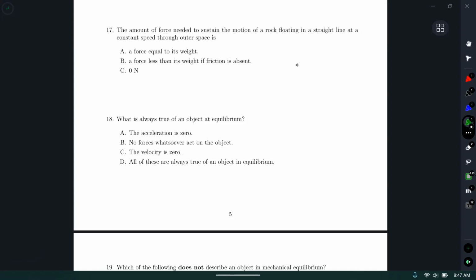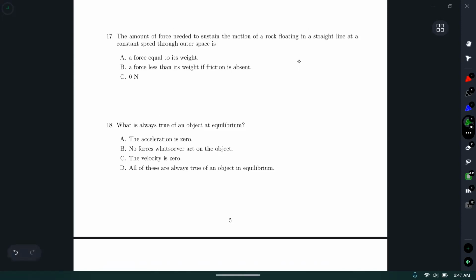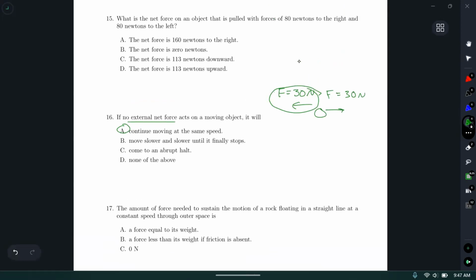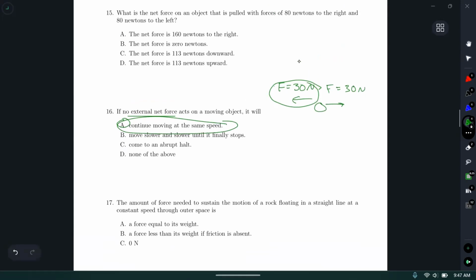Would it be acceleration is zero? Okay. Hmm, I'm going to put a pin in that for just a second. Okay. So, velocity is zero. Is that always true for something in equilibrium? No, because we were just talking about how it can also keep moving at the same speed in a straight line. No net force on it is equilibrium, right?